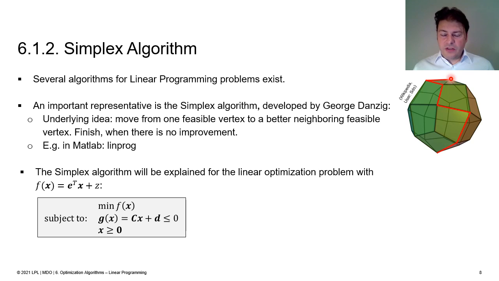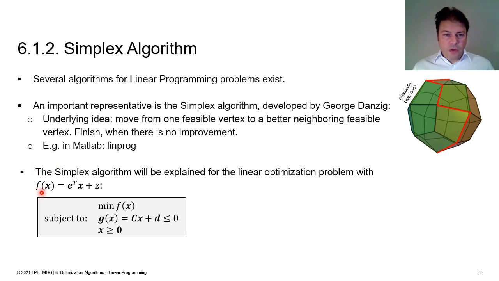You start on one vertex, and then you proceed to the next vertex that improves the value of your objective function. And how you can do that using an algorithm, I will show you in a second. This algorithm exists also in MATLAB, and the code word for this would be linprog.